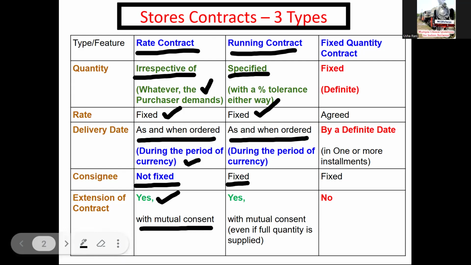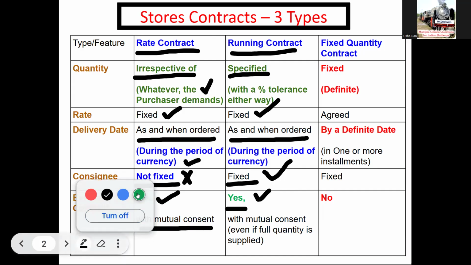Here the consignee is fixed. This is important, whereas in the rate contract, the consignee is not fixed. That is the difference between rate contract and running contract. Quantity is specified, an approximate quantity with a percentage of tolerance either way. And here extension of contract, yes, like in rate contract, here also extension is allowed, but with mutual consent. Even if the full quantity is supplied, we can extend the contract.